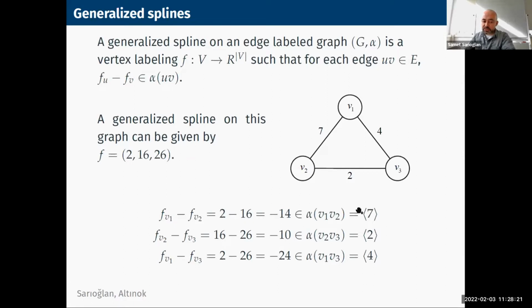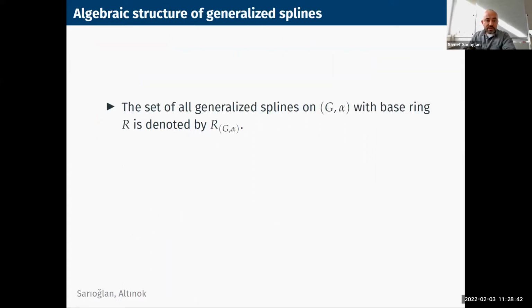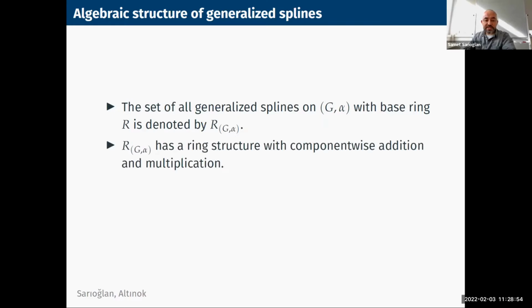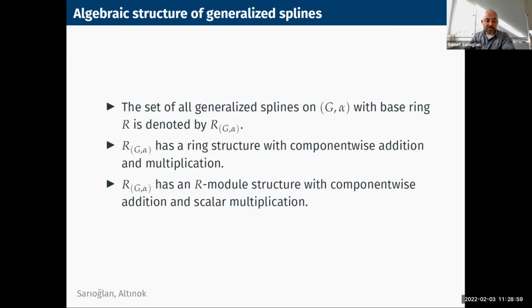Now you can see the spline conditions like this: F(V1) minus F(V2), which is 2 minus 16, which is equal to minus 14, and this is an element of the edge labeling ideal generated by 7, and the other spline conditions also hold like this. We can talk about the algebraic structure of generalized splines. The set of all generalized splines on G alpha with base ring R is denoted by RG alpha, and this set has a ring structure with component-wise addition and multiplication. Also, this set has an R module structure with component-wise addition and scalar multiplication.